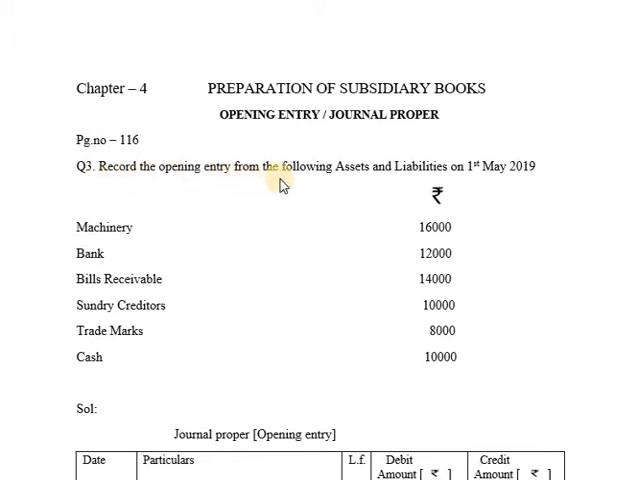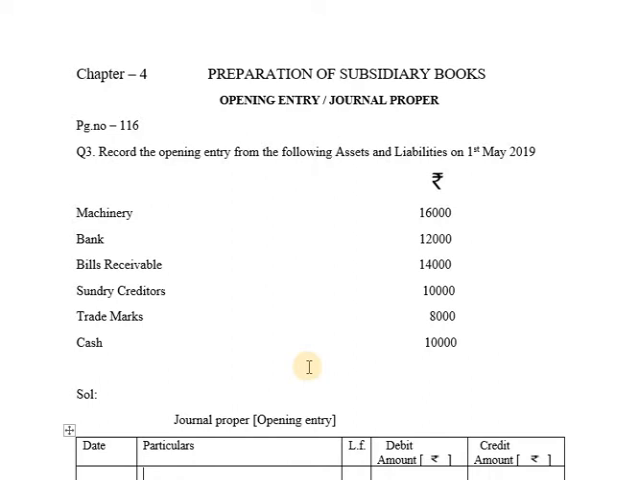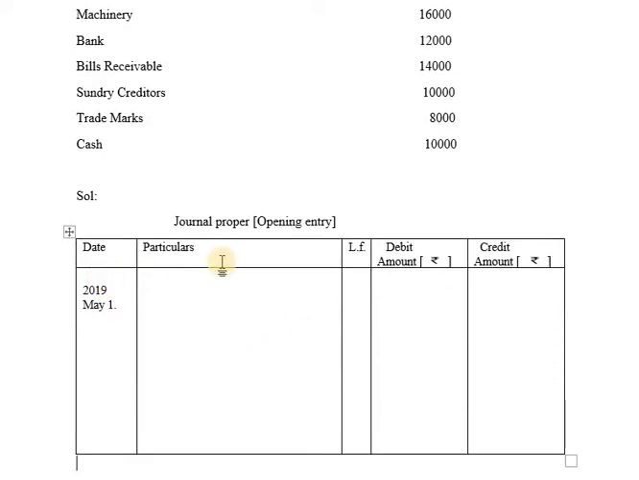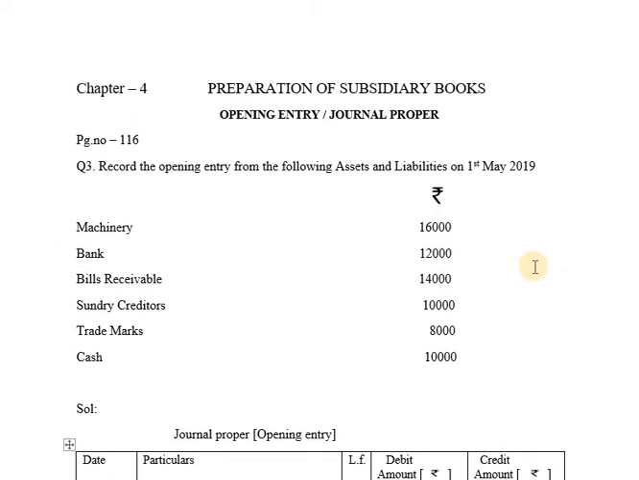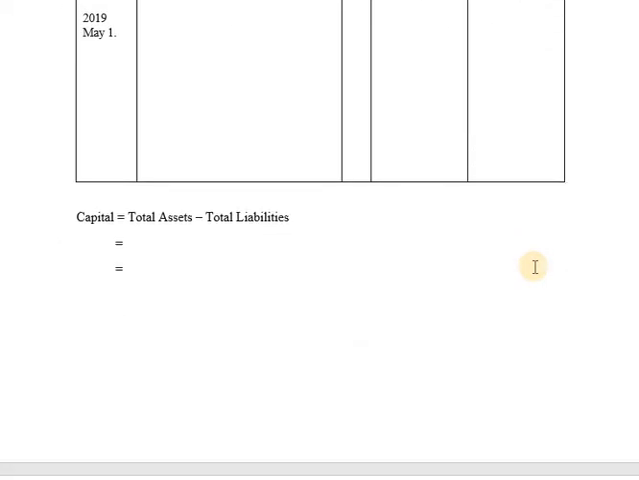Page number 116, question number 3. Record the opening entry from the following assets and liabilities on 1st May 2019. Here are some of the assets and liabilities given. Machinery 16,000, bank 12,000, bills receivable 14,000, sundry creditors 10,000, trademarks 8,000, cash 10,000. The format for opening entry or general proper is the same as the format of journal entries: date, particulars, LF, which stands for ledger folio, debit amount rupees, credit amount rupees. We are required to pass a journal entry, general proper, on 2019 May 1st. So the date is taken as 2019 May 1st.